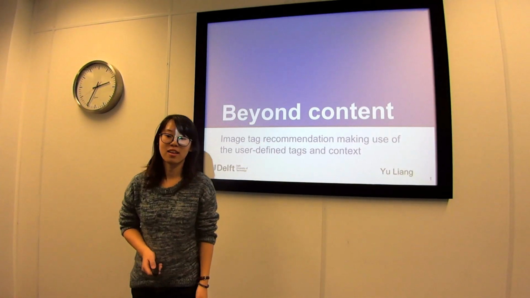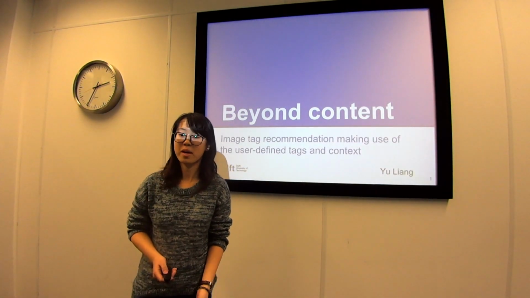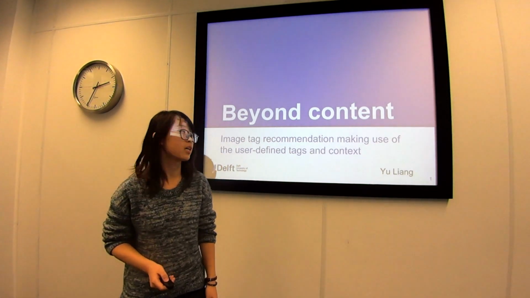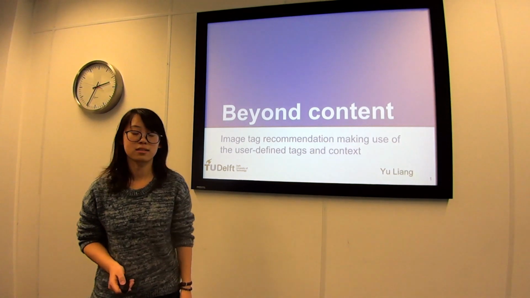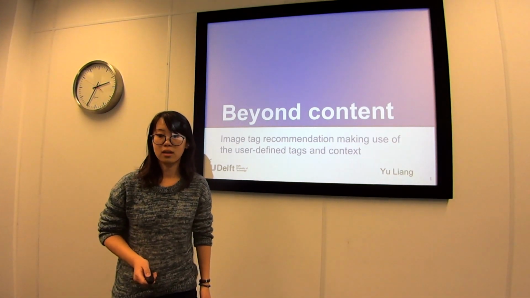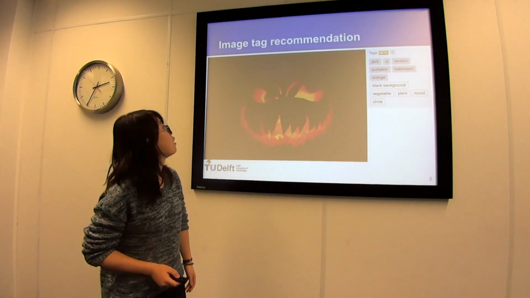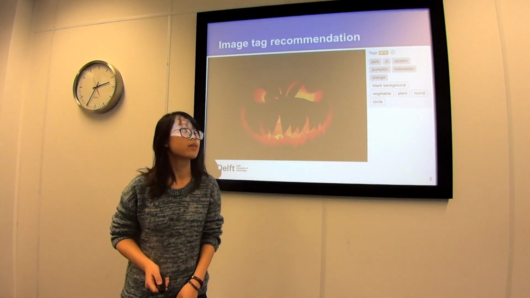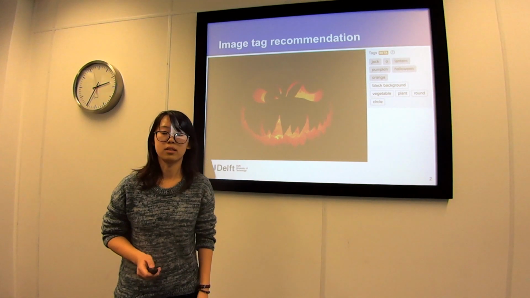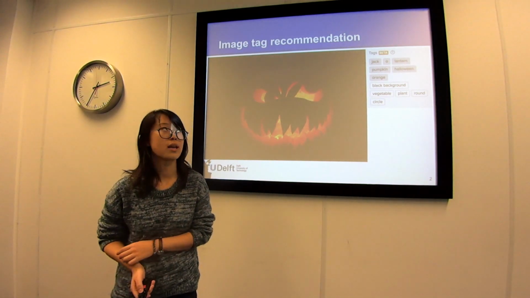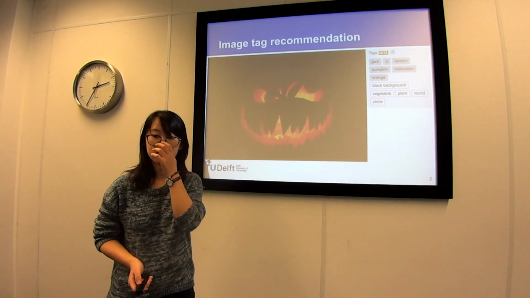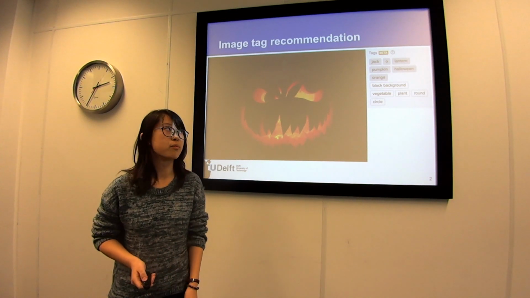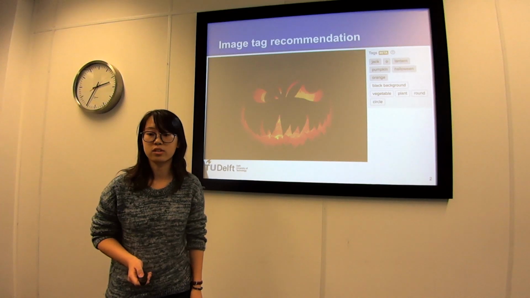Everyone, I'm Liang, and I'm going to talk about beyond-content image tag recommendation, making use of the user-defined text and context. In general, image tag recommendation can take the text defined by the users, the image content, and the contextual information into account to provide a tag recommendation.